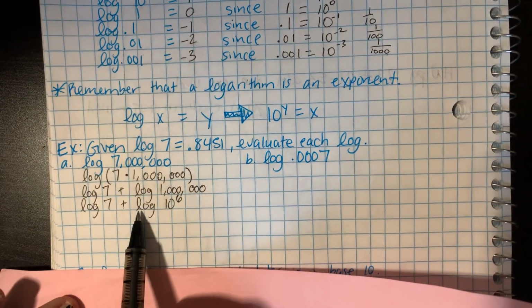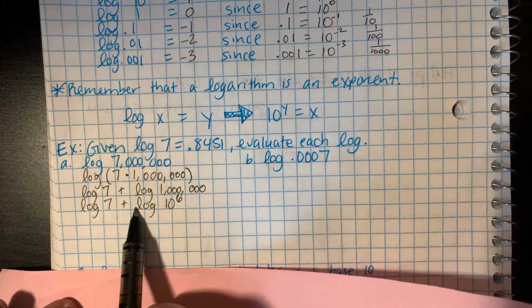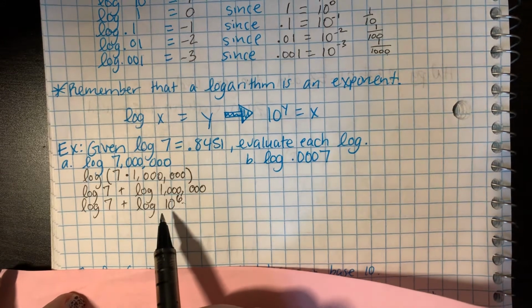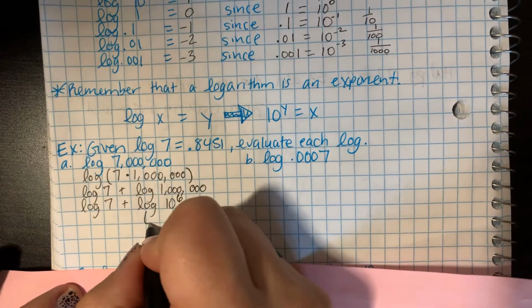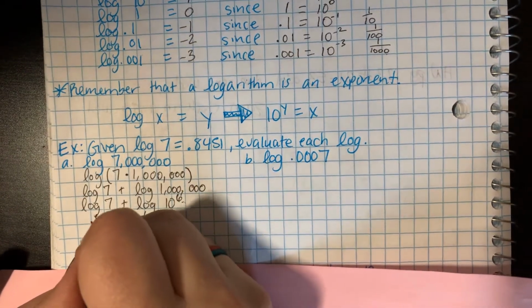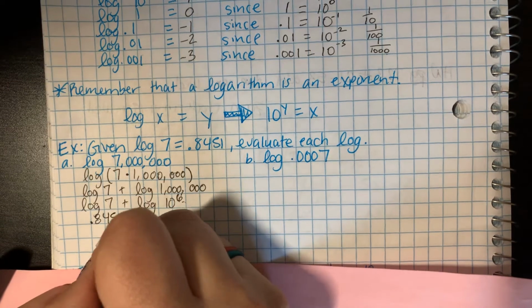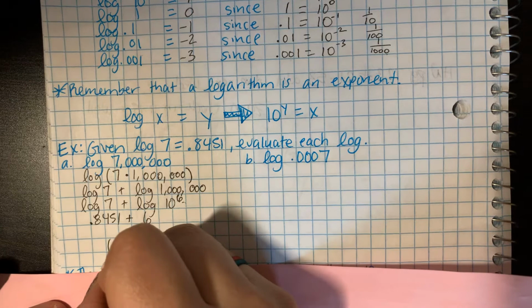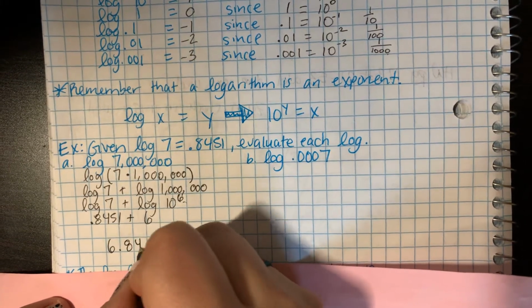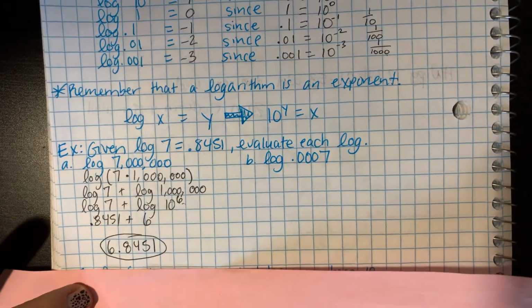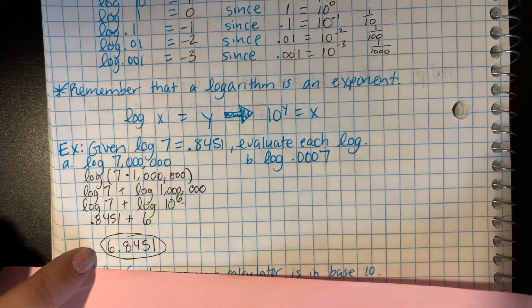You had some of these on your assignment. If you have log base 10 to the 10, these two in a sense cancel each other out and leave you with a 6. So this right here will be a 6. Log 7 up here told us it was 0.8451. So now we just need to add those together, and our answer is 6.8451. So log of 7 million is equal to 6.8451.